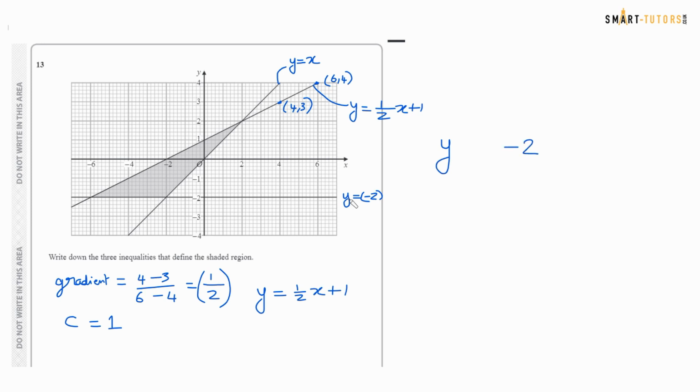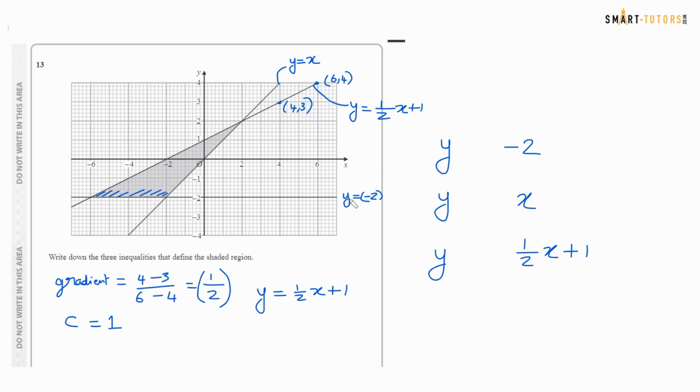Now we need to put that in order. So the first one is y equal -2. The next one is y equal x. And the third one, y equal half x plus 1. So I did not write the inequality sign. I'm going to find out which direction the inequality is going to go.